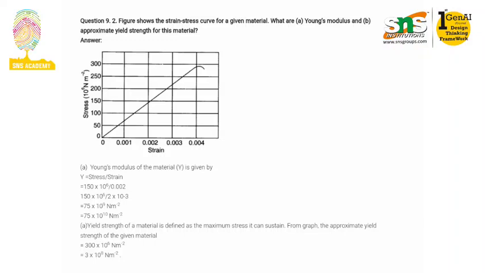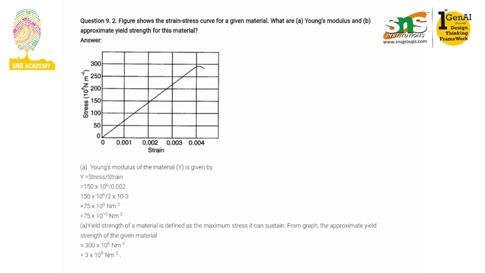Okay, moving to the next question. The next question shows the stress strain curve for a given material. What is the Young's modulus, and we also have to find the approximate yield strength of this material.